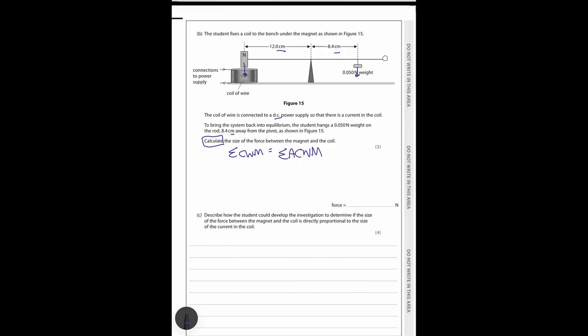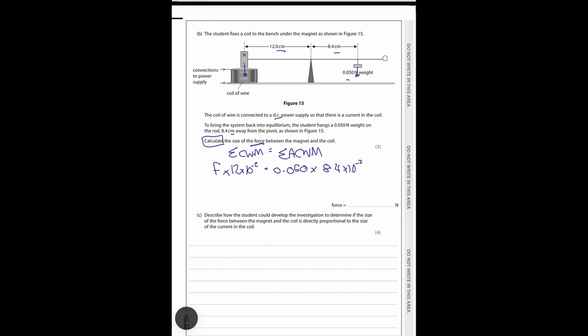So what are the different moments? Well, I know that the force times the distance on this side must be the force times the distance on the other side. And what am I trying to find out? I'm trying to find out that force between the magnet and the coil. So I'm going to put the F down there. What's the distance? The distance is 12 times 10 to the minus 2 equals to what's that force over here? It's 0.05 times the distance, which is 8.4 times 10 to the minus 2.